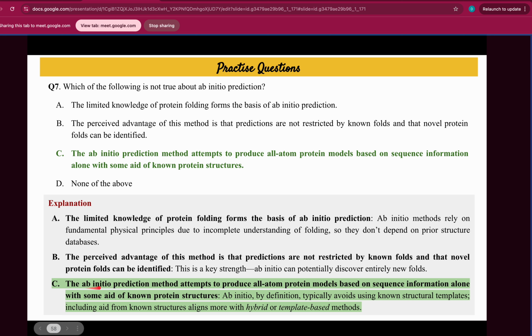But the C option, which was that the ab initio prediction method attempts to produce all atom protein models based on sequence information alone with some aid of known protein structures. So this one is not true, because ab initio by definition typically avoids using the non-structural templates. So including the aid from the known structures aligns more with the hybrid or template-based methods. So it does not use any known protein structures.